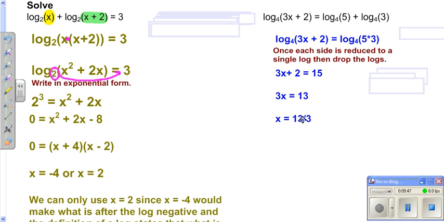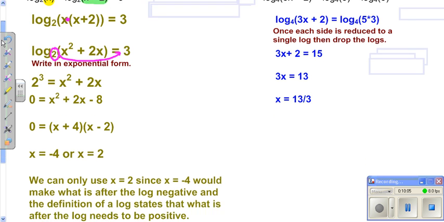Because 3 times 4 is 12, so it's a little bit more than 4. We want to check to see if this works. 3 times something a little more than 4 plus 2 is positive. And of course these over here are also positive. So that would work. We don't have to do anything more to check that.